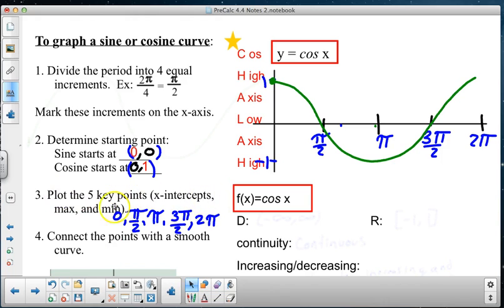Plot the 5 key points. Again, x-intercepts, max and mins. So 0, pi over 2, pi, 3 pi over 2, and 2 pi. Remember, we divided the period into 4 equal increments. Those increments are pi over 2 apart. We start at 0, we add pi over 2. We add pi over 2 again, we get to pi. We add pi over 2 again, we get 3 pi over 2. We add pi over 2 again, we get 2 pi. That is where these critical key points come across for cosine. They also are the same way we came across for sine.